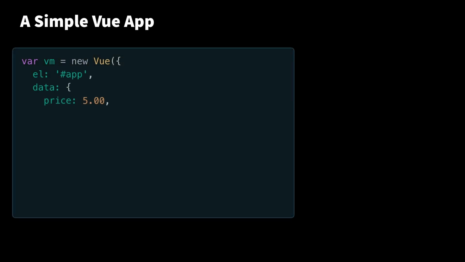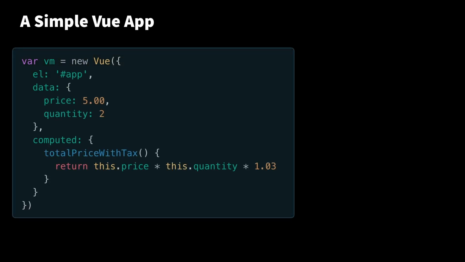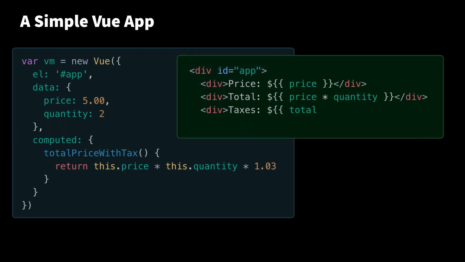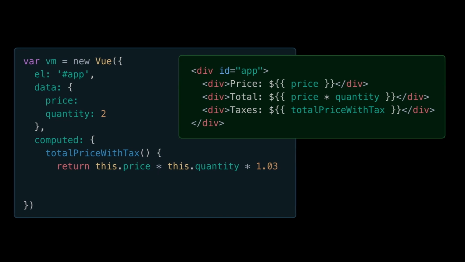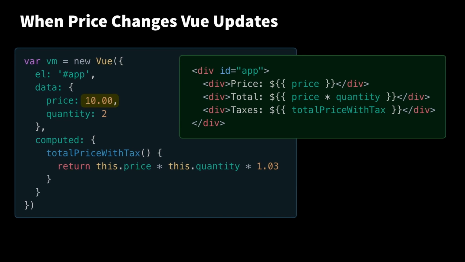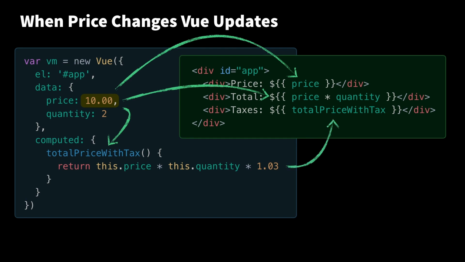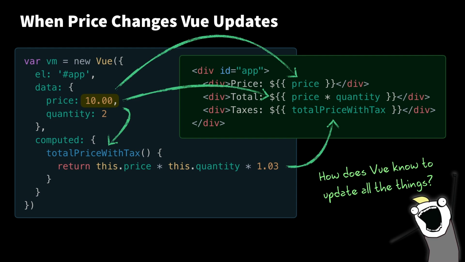Let's jump into it. Here is a simple Vue application. You can see we have data, we have computed, and here's the template that goes along with this simple Vue app. Now Vue somehow knows that when our price updates, we want to update that here in the template, as well as this computed property is going to get updated, which is going to update it over here in the template. So the question is, how does Vue know how to update all the things?